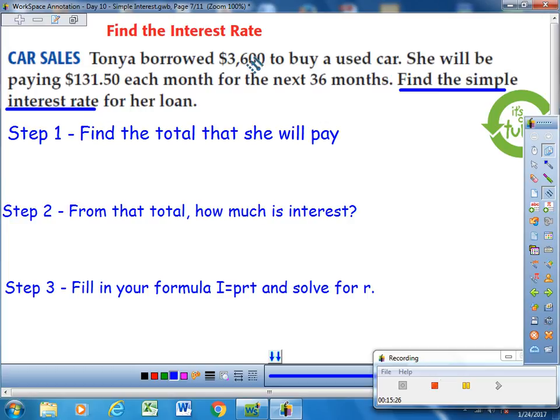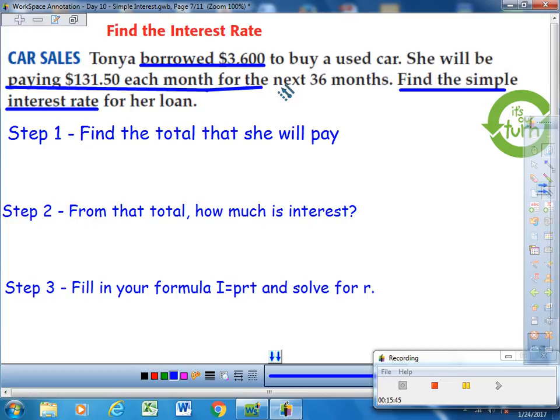Now, what I want you to write down, $3,600, or borrowed $3,600, paying $131.50 for each month for the next 36 months. All right, so let's figure out how much she will pay. And on this problem, I'm going to be using a calculator so that it goes by a little faster.